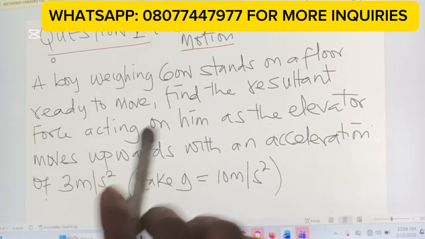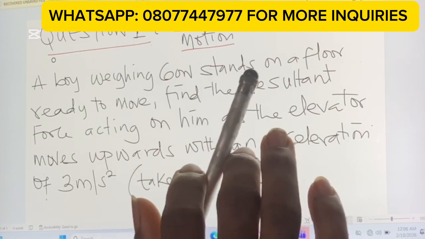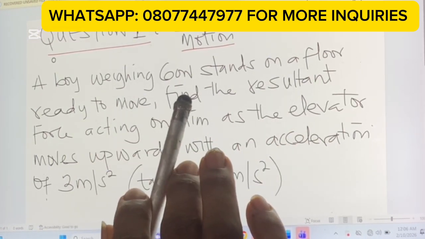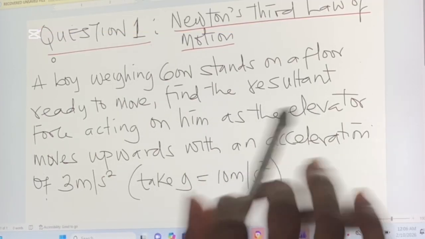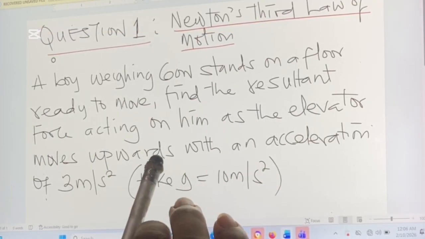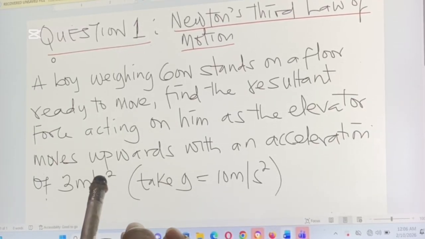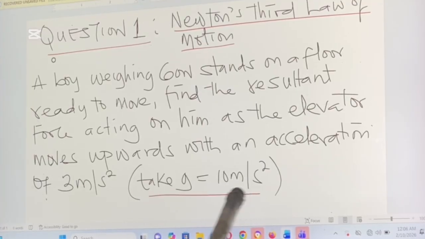They said a boy weighing 60 newtons stands on a floor ready to move. Find the resultant force acting on him as the elevator moves upwards with an acceleration of 3 meters per second squared. We are given g to be 10 meters per second squared.